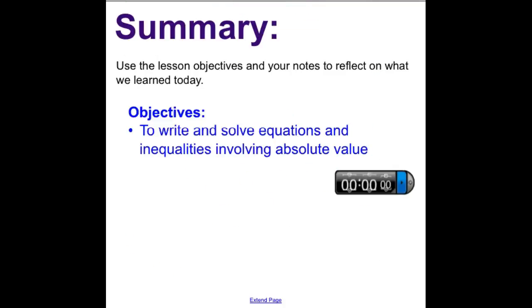All right, that was the last of Algebra 2, Lesson 1-6. Our topics were to write and solve equations, and in this one, specifically to write and solve inequalities involving absolute value.